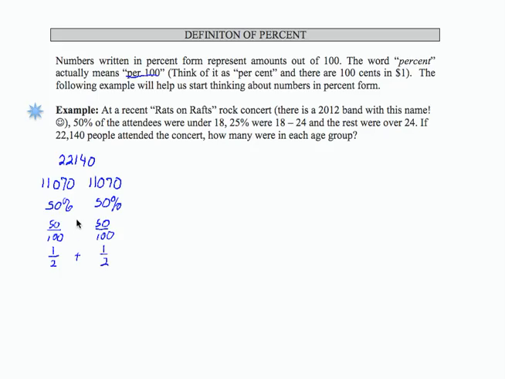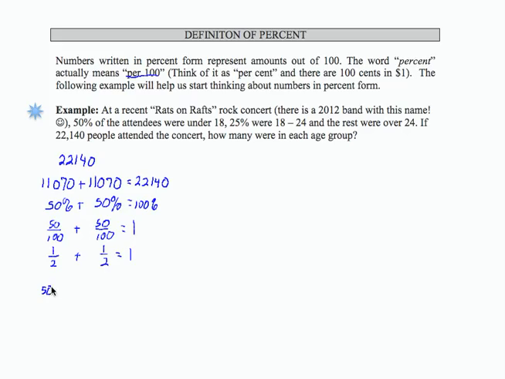So at every step of the way here, if I add together these pieces, I'm going to get some interesting results. So 1/2 + 1/2 is 1. 50/100 + 50/100 is 100/100. That's 1. 50% + 50% is 100%. That also really equals 1. And if I add together my initial amounts that I took divided by 2, 11,070, I get my original whole, or 100%, which was the 22,140.